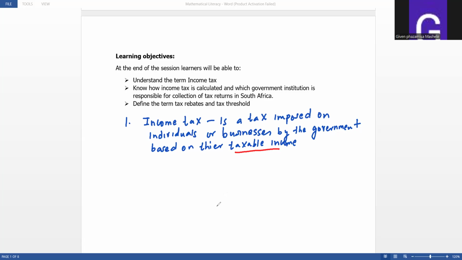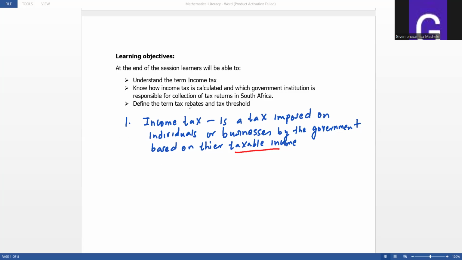Actually, we generally call it a personal income tax because it is just the tax that is being charged by the government. If it's on an individual, it will be based on the person's annual income, but in terms of the business, it will be based on their profit actually. So this is actually called an income tax.